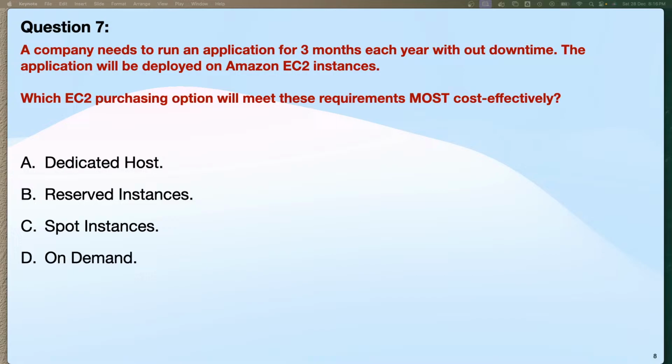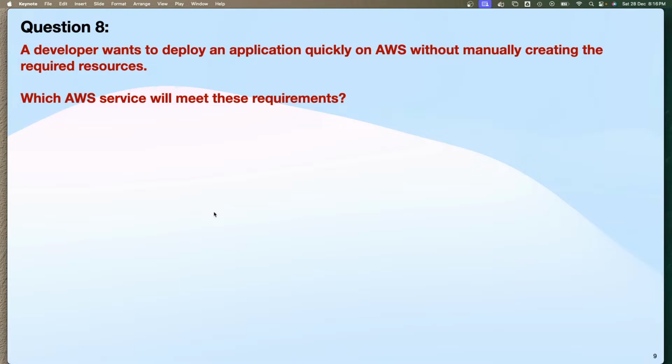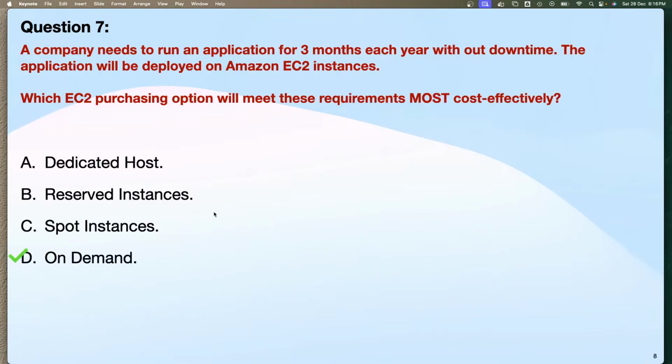So it's not dedicated host, and it cannot be reserved instance, because you only need to run 3 months in every year. It cannot be spot instance because we don't want downtime. So on demand is the best option here, right? So for the 7th one, D is the answer, okay?